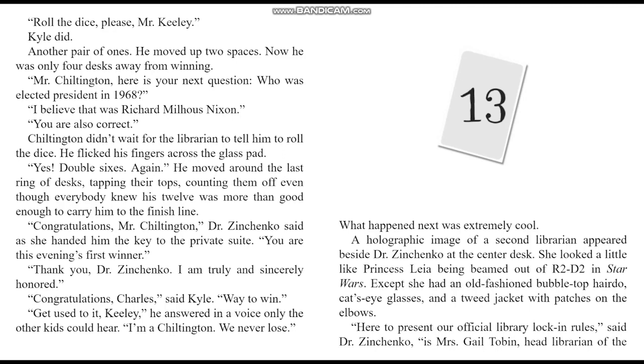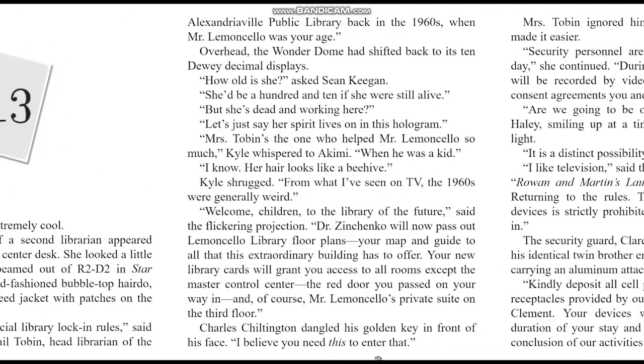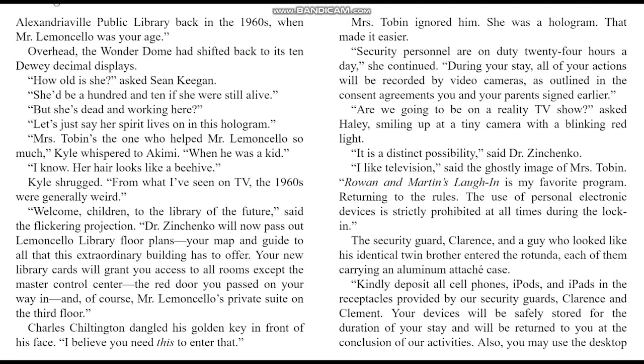What happened next was extremely cool. A holographic image of a second librarian appeared beside Dr. Zinchenko at the center desk. She looked a little like Princess Leia being beamed out of R2-D2 in Star Wars, except she had an old-fashioned bubble-top hairdo, cat's-eye glasses, and a tweed jacket with patches on the elbows. "Here to present our official library lock and rules," said Dr. Zinchenko, "is Mrs. Gail Tobin, head librarian of the Alexandriaville Public Library back in the 1960s, when Mr. Limoncello was your age." Overhead, the Wonder Dome had shifted back to its 10 Dewey Decimal displays.